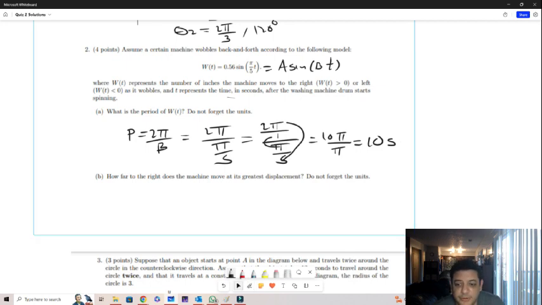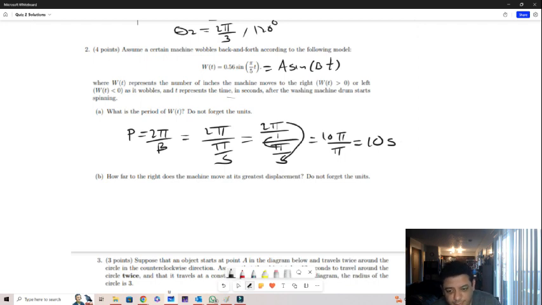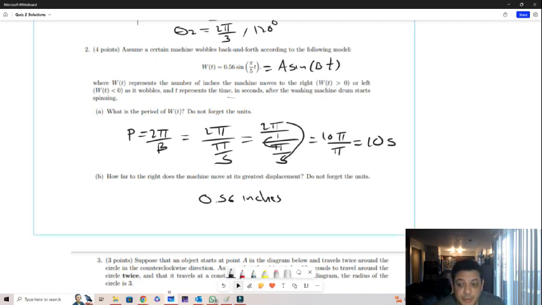Now it says, how far to the right does the machine move at the greatest displacement? Because this is talking about greatest displacement, we're talking about amplitude. So you can see clearly that this is 0.56, and it is in inches. So this is 0.56 inches, and that comes from the amplitude over here. Be careful not to confuse this with the phase shift, because there's no phase shift in this function.